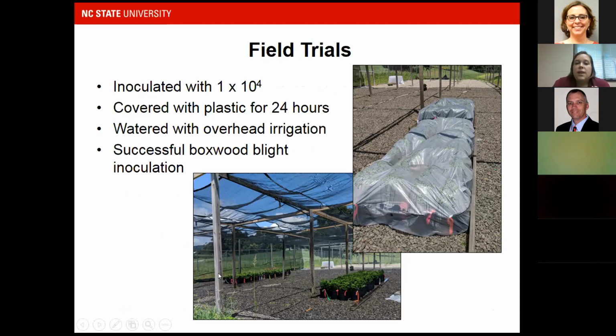So for our potted trials, we inoculate with spores. We spray the spores on the plants here. We group them together when we're inoculating, whereas normally we have them all spaced out for our spray trial. For the 24 hours after we inoculate, we group them together and cover with plastic to really promote humidity and get the disease to take off. Then we have them under shade cloth and water with overhead irrigation. So we got lots of disease, had no problem with the amount of disease.